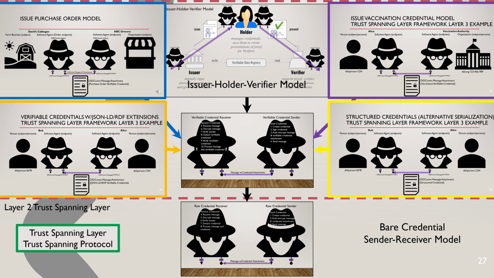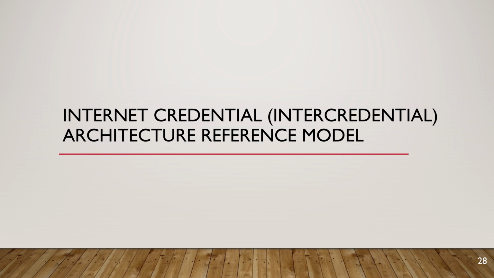And so it too is a derivation of the verifiable credential sender-receiver model, which in turn is a specialization or derivation of the bare credential sender-receiver model. Now that we've gone through all that, we have two important concepts to finish this tutorial with. One is talking more concretely about the Internet Credential Architecture Reference Model, or InterCredential model. And the other is the four-corner InterCredential interop model.